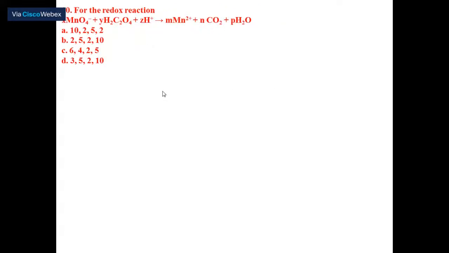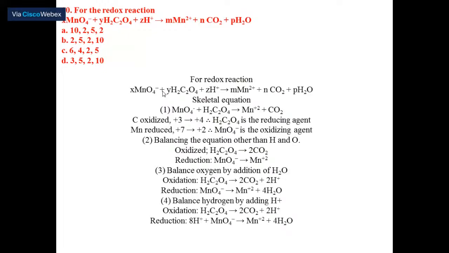For the redox reaction, here they are given a redox reaction. We have a stoichiometric composition, and we need to write the stoichiometric ratio here. x MnO4 minus plus y H2C2O4, oxalic acid, we are going to treat it with H plus ion. We will get Mn2 plus, CO2 and H2O.